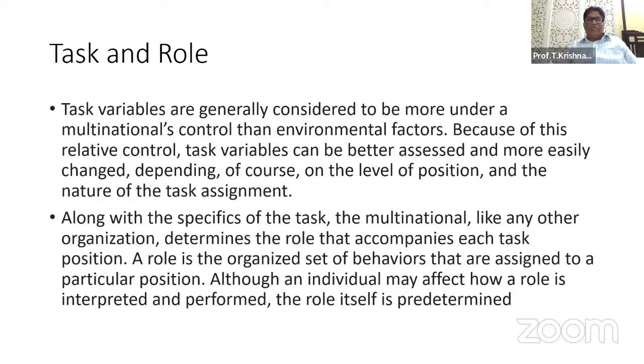Along with the specifics of the task, the multinational, like any other organization, determines the role that accompanies each task position. A role is the organized set of behaviors that are assigned to a particular position. Although an individual may affect how a role is interpreted and performed, the role itself is predetermined.